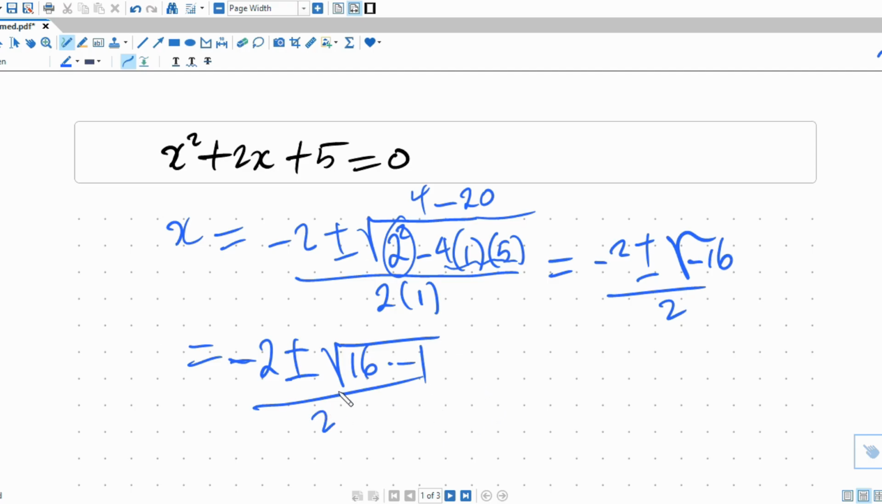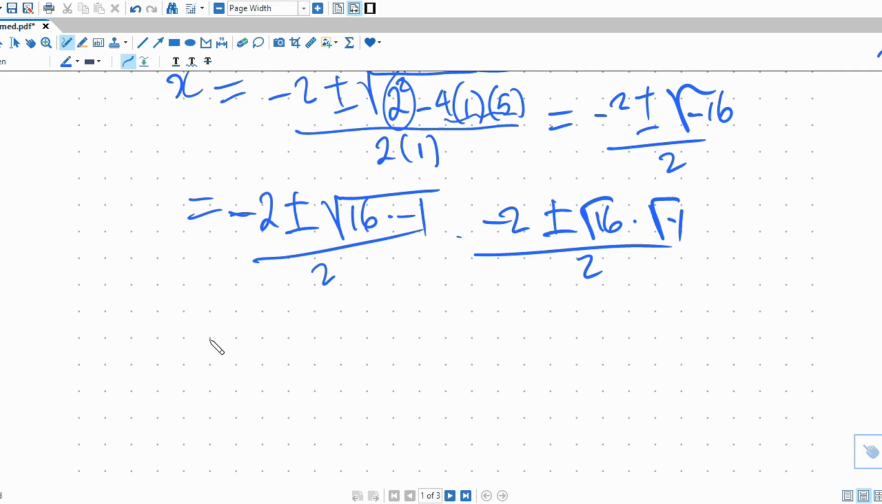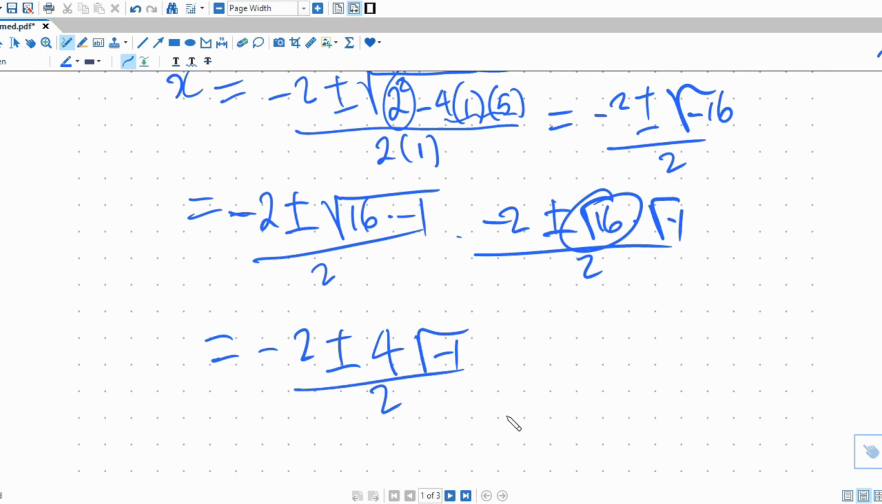And the square root of 16 times -1 is the same as the square root of 16 times the square root of -1. And this one simplifies to, we shall have -2 plus or minus the square root of 16, which is 4, times the square root of -1, everything divided by 2.